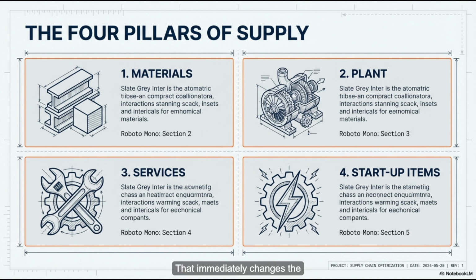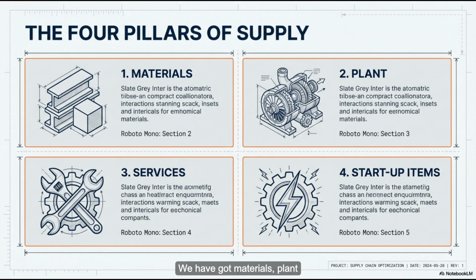That immediately changes the entire risk profile of the job. You aren't just building from scratch. You are integrating someone else's choices. Right. And if those choices are poor, you are the one paying your guys overtime to fix it. Exactly. Now, the document breaks this down into 4 specific categories, which I found really helpful.